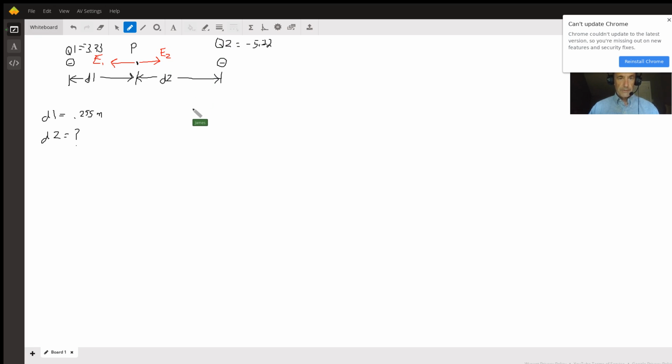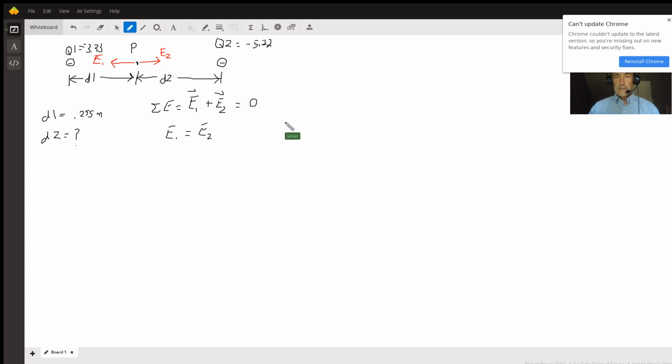Now, the problem tells us that the electric field at point P is equal to 0. We'll call that the net electric field, which is the vector sum of E1 plus E2 is equal to 0. That means, in effect, that these two individual field components cancel out, or that the magnitude of E1 is equal to the magnitude of E2.